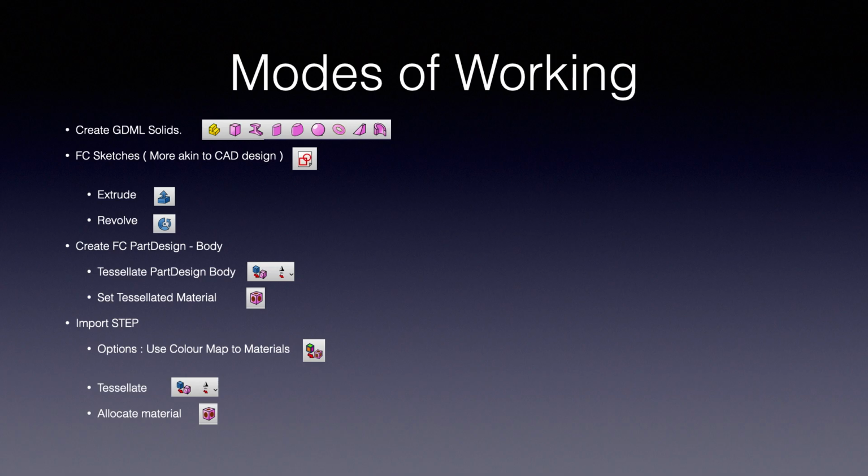When creating a geometry, there are a number of modes of working. There is the option of creating GDML solids directly. There's the option of using FreeCAD sketches, which you can then extrude and revolve. You can also design things in Part Design and then tessellate them, and you would then set the material. Or you could import a STEP file, allocate materials, and tessellate that.